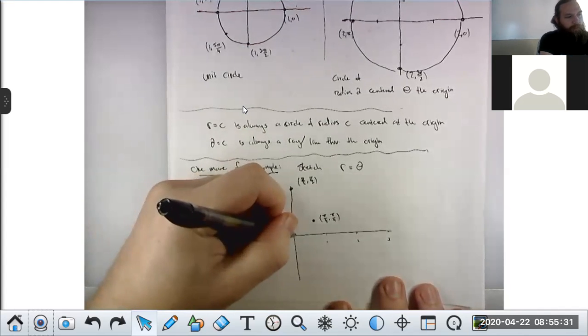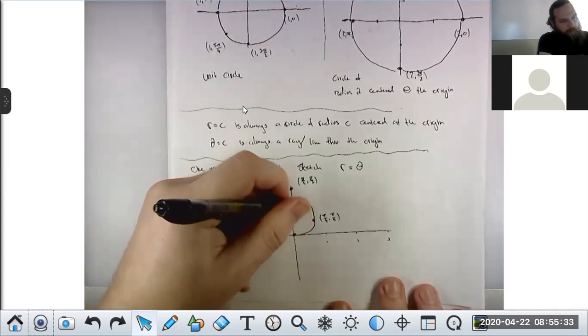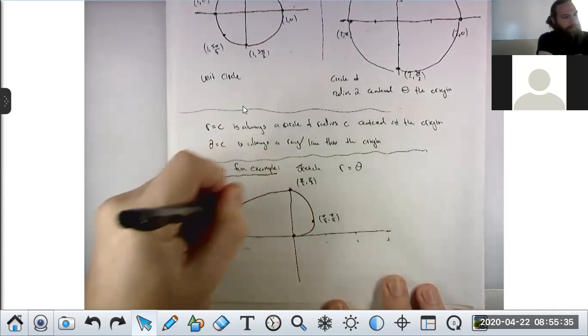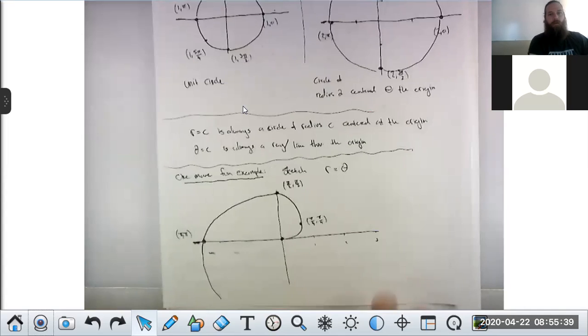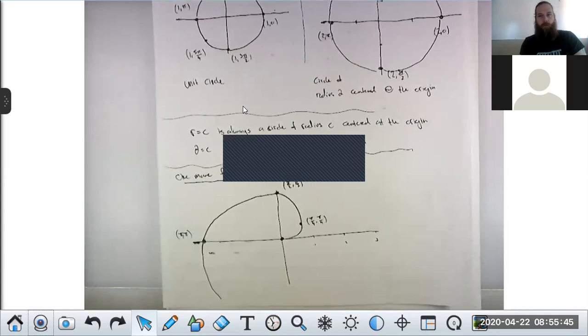Can you tell what shape this is? Is it a spiral? It is. It's an Archimedean spiral. It's a spiral that we've seen before.